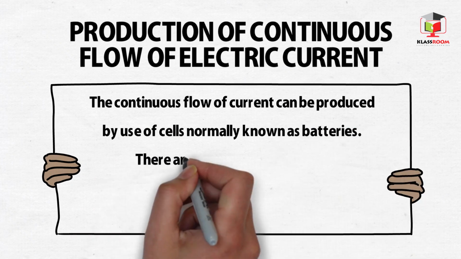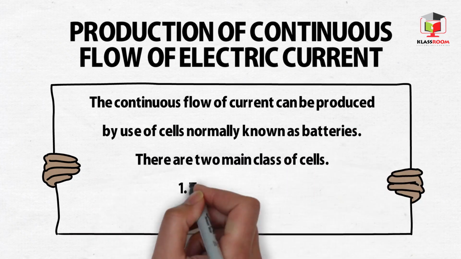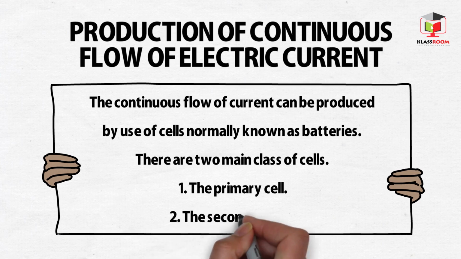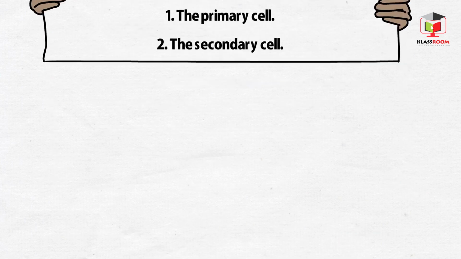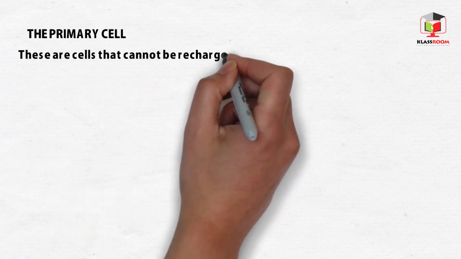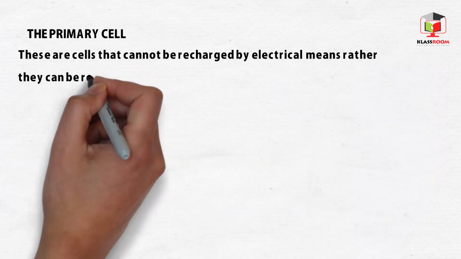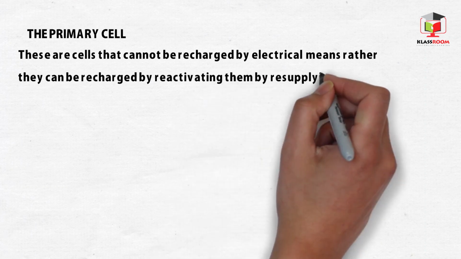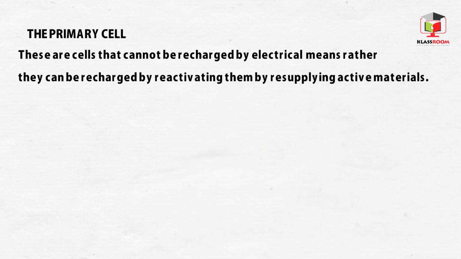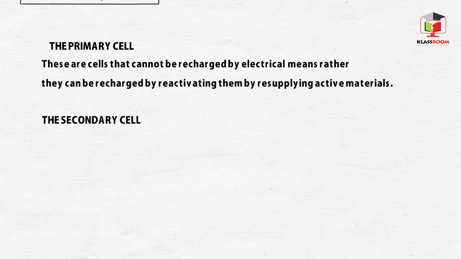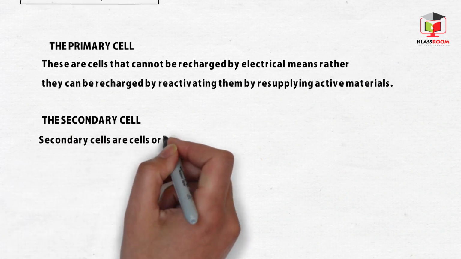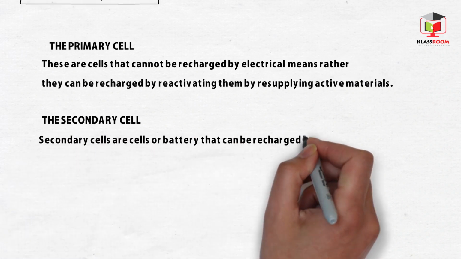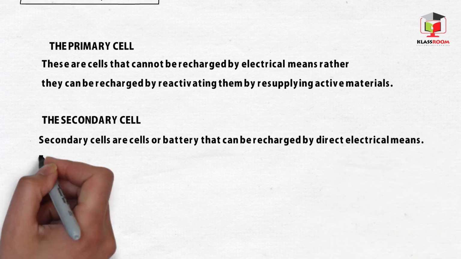There are two main classes of cells. One, the primary cell, and two, the secondary cell. The primary cell. These are cells that cannot be recharged by electrical means. Rather, they can be recharged by reactivating them by resupplying active materials. Secondary cells. Secondary cells are cells or batteries that can be recharged by direct electrical means.